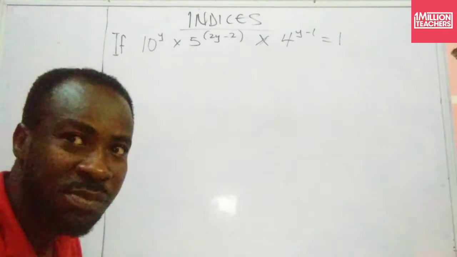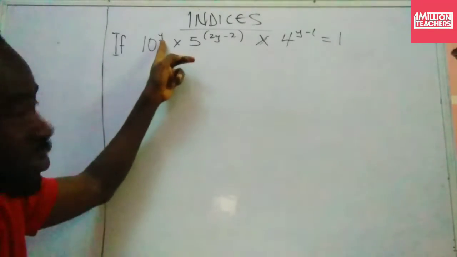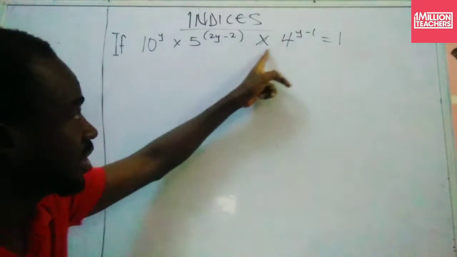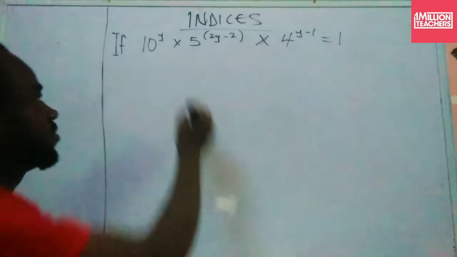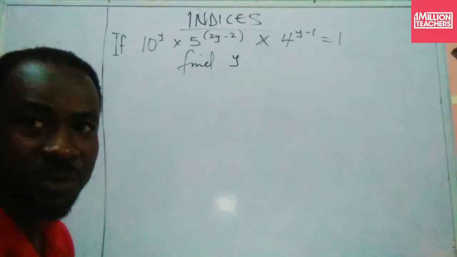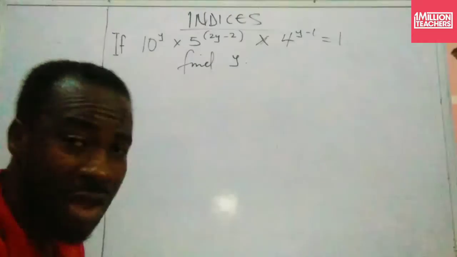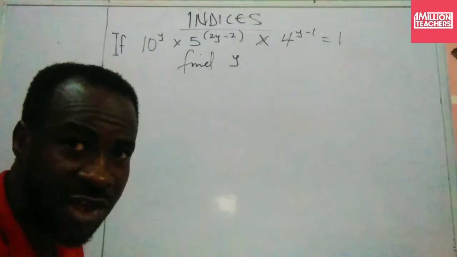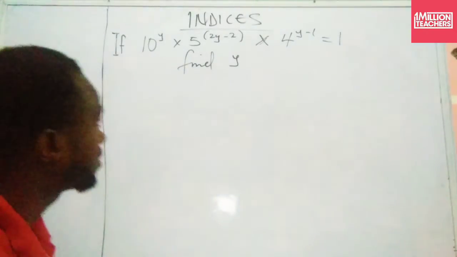Now I have a question on the board, and the question is: if 10^y times 5^(2y) over 5^2 times 4^(y-1) is equal to 1, they're asking us to find y. So how do we solve this problem? As usual, we are going to use indices to solve this problem. So let's forge ahead.